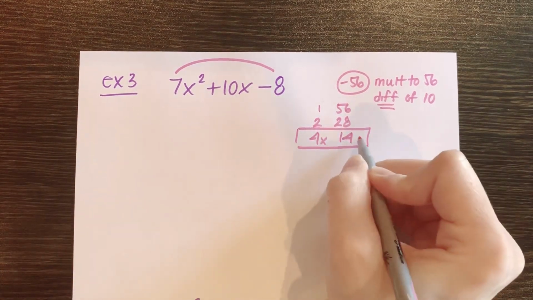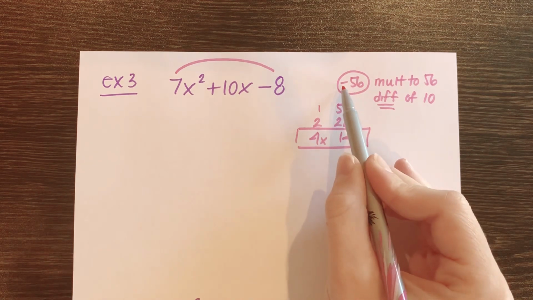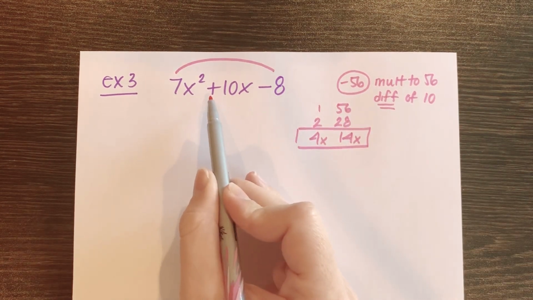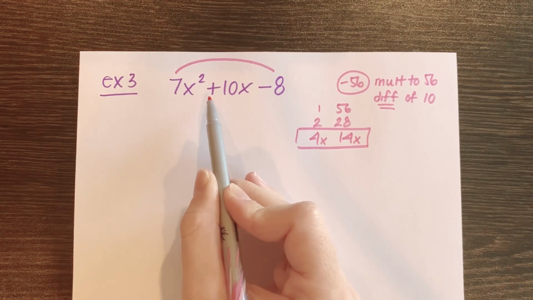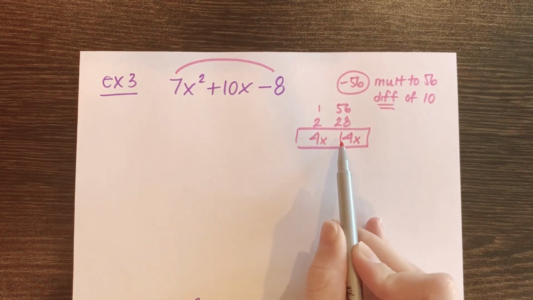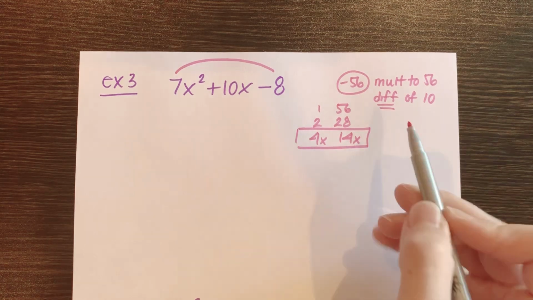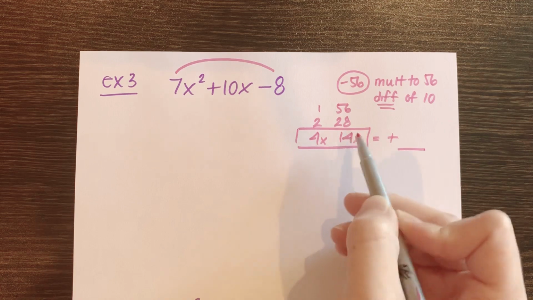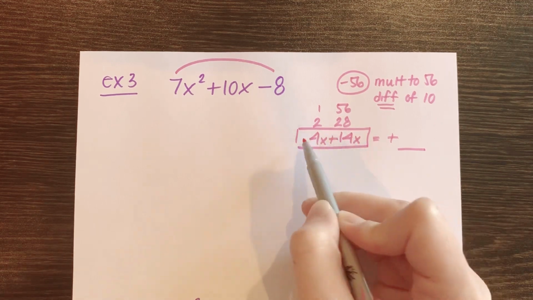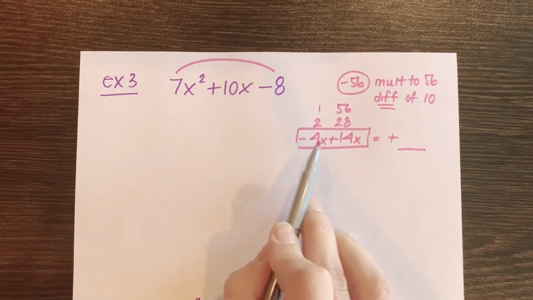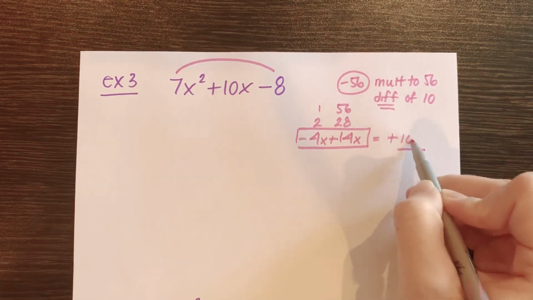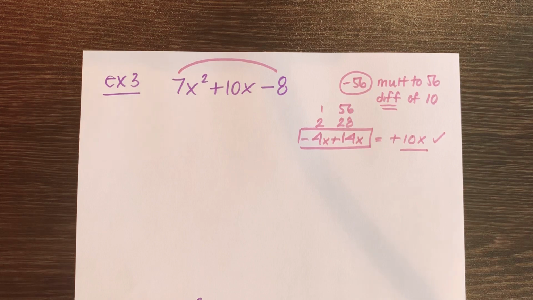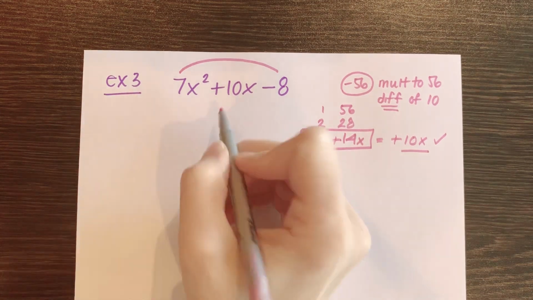Stick those x's with them. Different signs because they're going to multiply to a negative. But when I combine those like terms, I have to get a positive 10. So which one's going to be positive? Let me think about this. My result has to be positive. So which one's going to be positive? The bigger number, the 14. Negative 4 plus 14 will give me a positive 10. A positive 4 and a negative 14 would give me a negative 10, and that's not what I want.